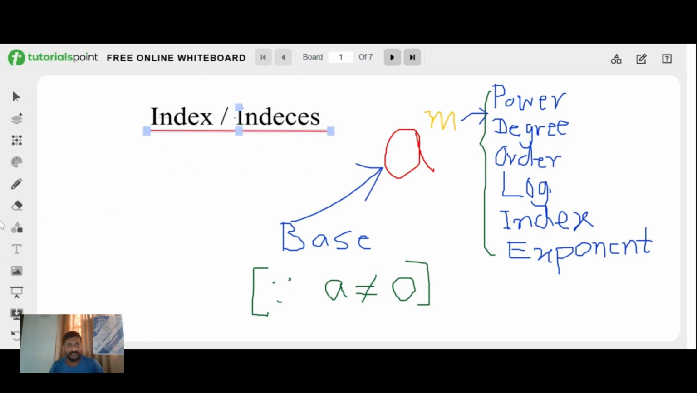Let's see the general representation of the index, which can be written as a to the power m. I just use two colors, red for the base, yellow for the power, degree, order, logarithm, index, exponents. Those are the names for that. But there is a special condition to be an index. That means the base should not be equal to zero. That is very important. We learn those concepts in our normal maths at a small age, but once again I am recalling them from the beginning to get accurate answers.